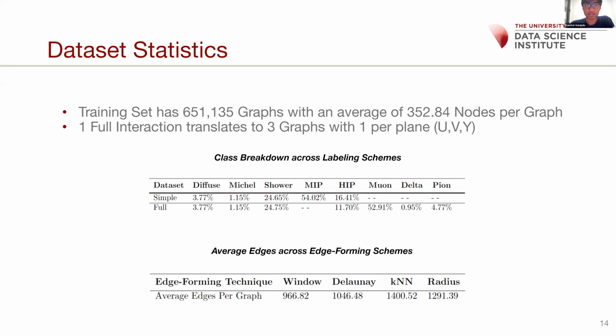And to give a quick breakdown of what our dataset statistics look like at this point, as well as how our labeling schemes and edge forming have affected the data. One thing to clarify is that the number I've cited with the graphs is that one full interaction translates to three graphs per plane. So to get the number of interactions that we're actually working on, you can just take a third of the number I cited. In addition, something to point out with the class breakdown across labeling schemes is that the muon and shower hits comprise a large majority of our hits.